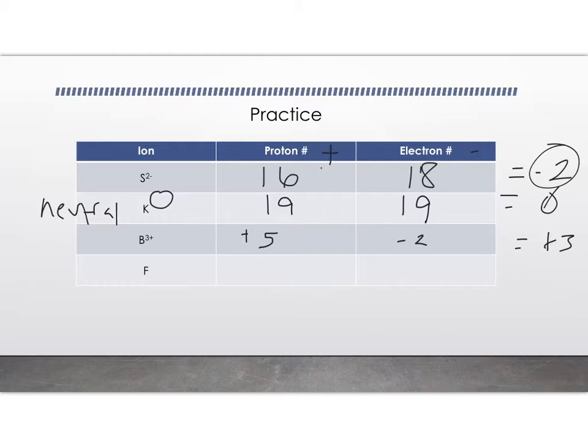And then fluorine has a proton number of 9, because that is the atomic number. There's no charge in the upper right-hand corner, so again, it's neutral. If it is neutral, you need the same amount of electrons and protons, because a +9 plus a -9 will cancel out to being 0. Just like in potassium, a +19 plus a -19 equals neutral or 0.